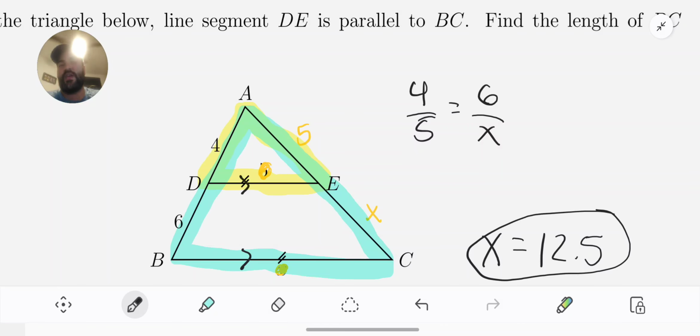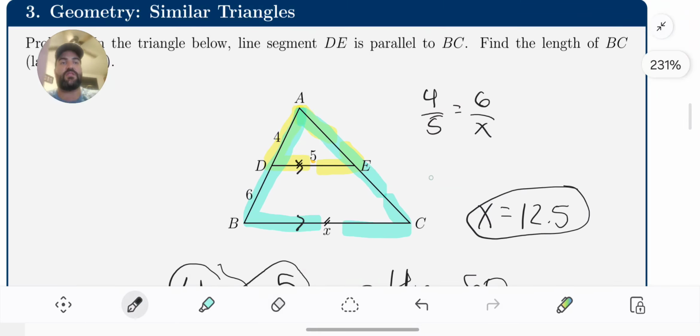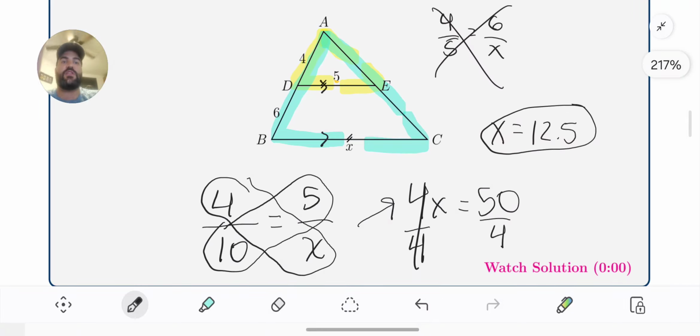But that's not what we had. The question was a little different. So in essence, they were tricking us. So for this one, this isn't the right way. For this one, you had to do like what we did down here.